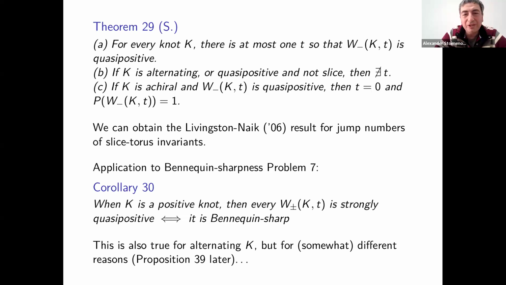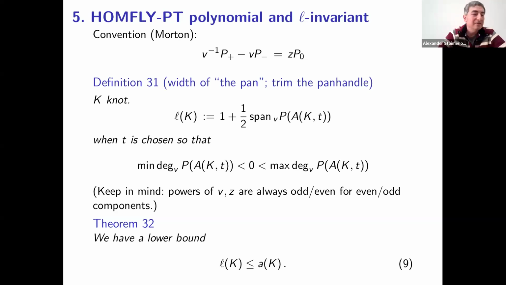Okay. And now we can also reproduce the Livingston-Naik result about the jump numbers of Seifert-Torus invariants. I have no time to discuss it now. But for example, we have an application, which is that if you have a positive knot, then the Bennequin sharpness problem for the Whitehead doubles is resolved. This is also true for alternating K, but for some other reasons, maybe depending on how much time I have, I will say. So now here is the main tool that I'm using.